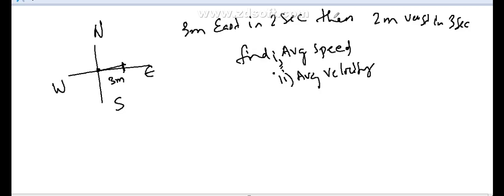So, speed is 1 meter per second, sir. That's fine. And this velocity? Velocity is 1 by 5 meter per second, sir. Who is saying, Aditya? Correct? Yes, sir. Pritam, what about you? Yes, sir. Even I got 0.2 meter per second, sir. Average velocity. Very good.